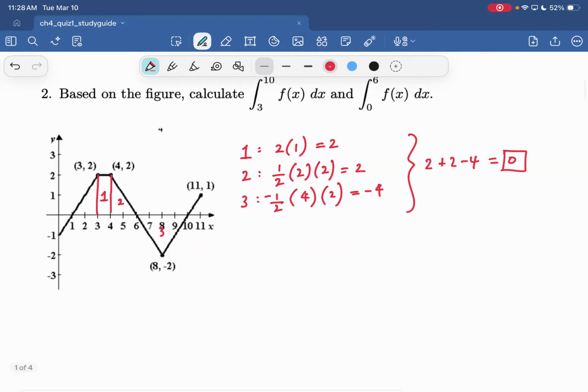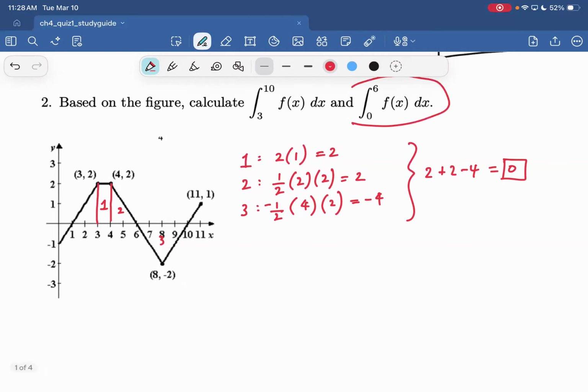All right, if we're asked now to find the integral from 0 to 6, that means that we need to also include 2 other regions, right? We're going to be looking also at region 4 here and region 5. So what is the area of region 4? That is a triangle with width 1 and height 1. So that's 1/2 times 1 times 1. But it's also negative, right? Because it's below the x-axis. And so that has an area of -1/2.